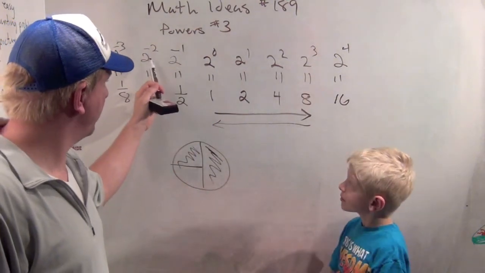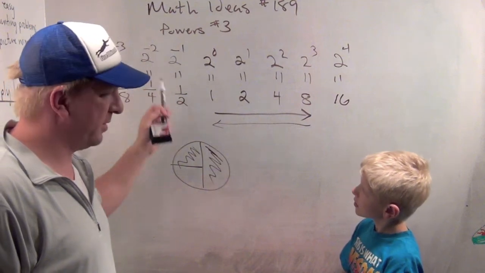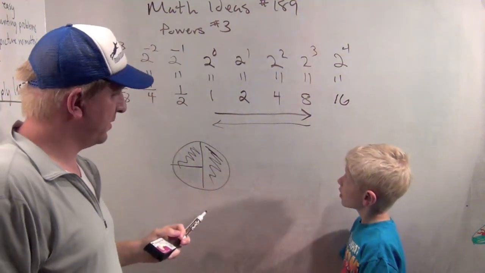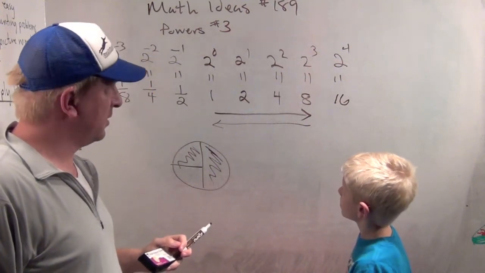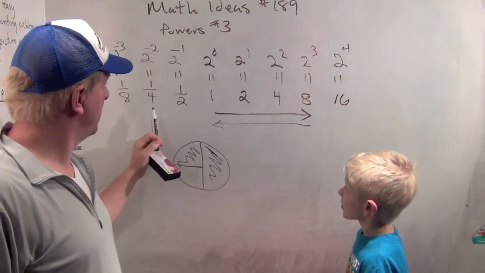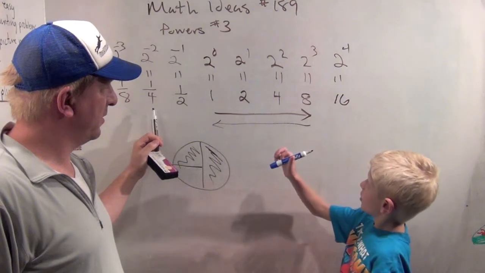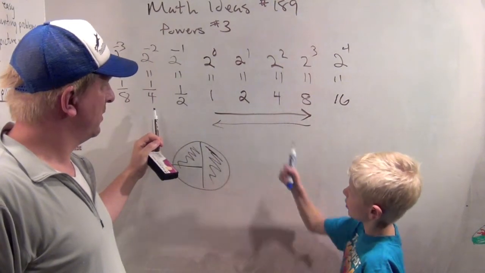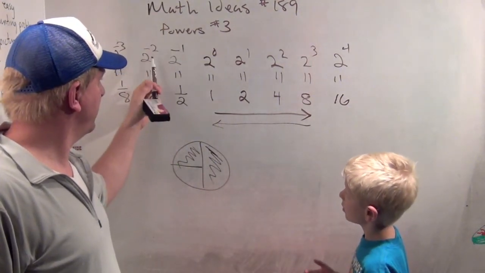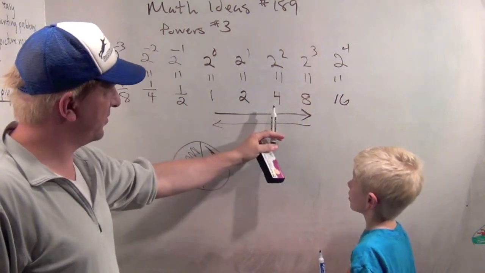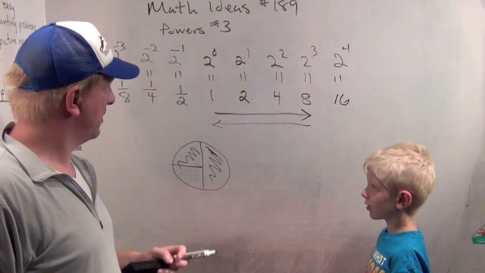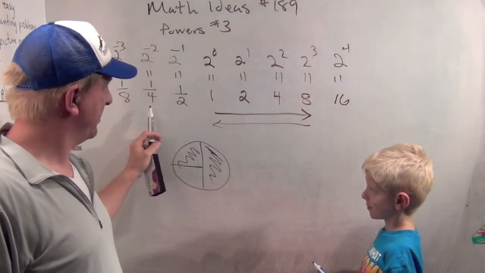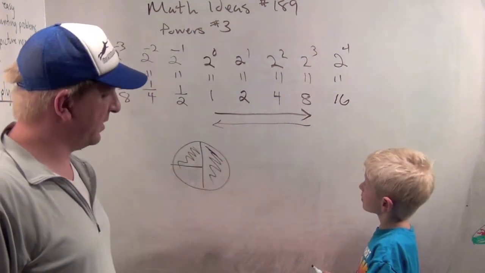The negative 2 power is really very similar to what power? 2 to the minus 2 is very similar to 2 squared. What's the only difference? It's a fraction. The 4 is on the bottom instead of being on the top.